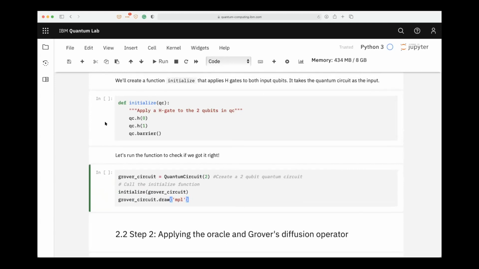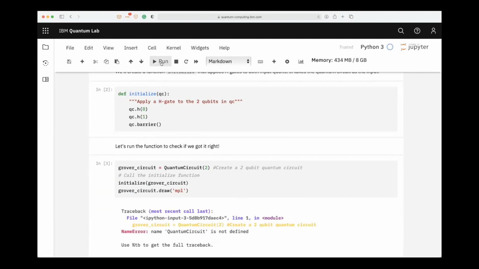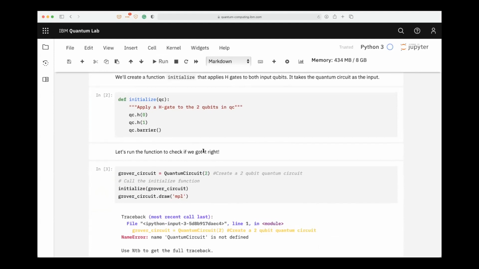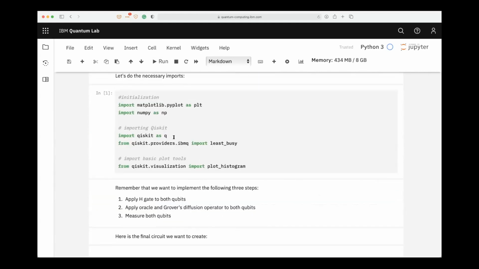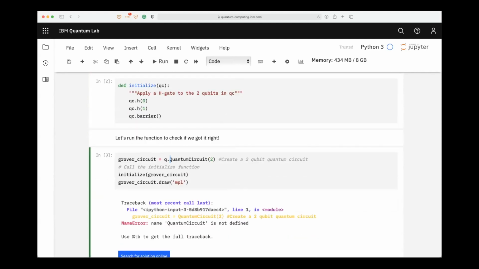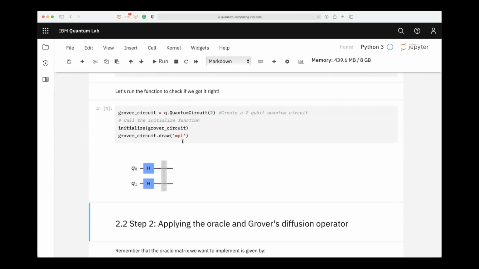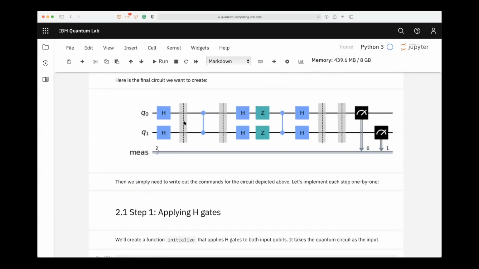Oops, I forgot to run this cell, so we'll want to give us that function definition. And then I will run this to draw the circuit so far. Quantum circuit is not defined. Oh, I see. Okay, so when you use this version of Qiskit import, you have to do q.quantum circuit. That's my bad. So I'll fix that and hit run. There we go. Okay, so this is what we're expecting, right? If I just go up and compare to our target circuit real quick, you can see that we've built up to this first barrier.